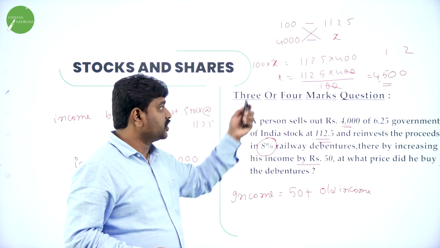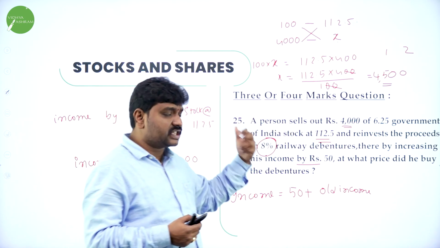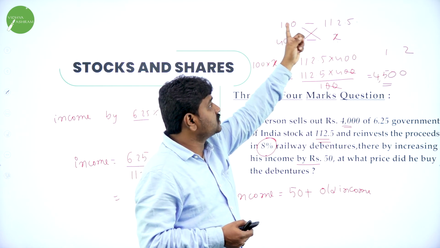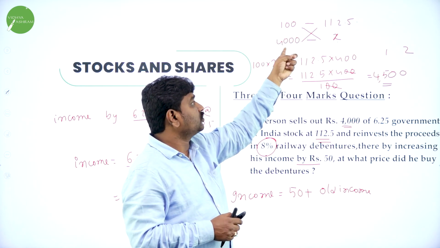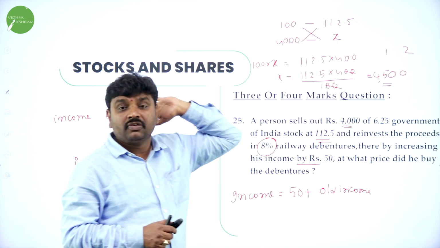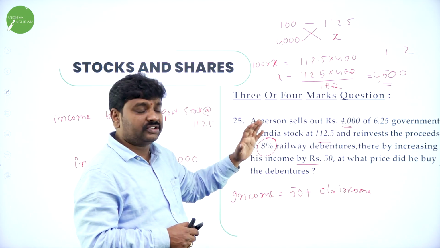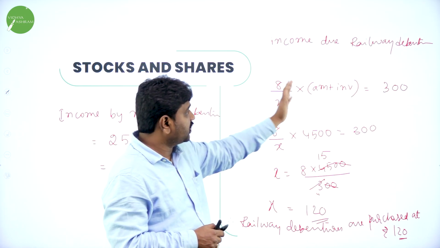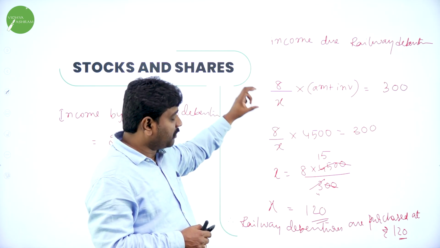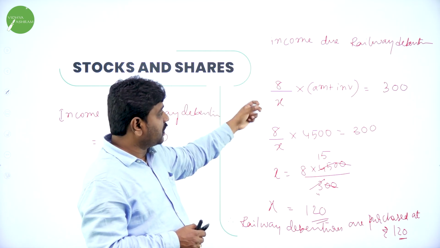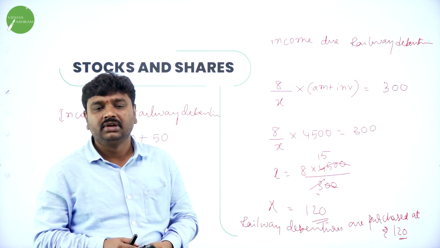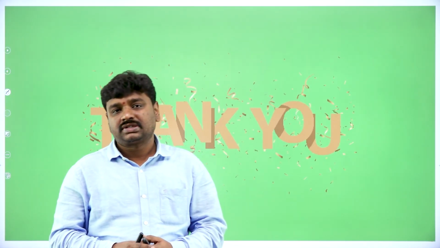See, first the amount invested you should calculate. He is investing whatever he gets from government shares. How much does he get from government shares? 100 rupees stock he is selling at 112.5. So 4,000 stock he will sell for X. You solve by the unitary method, you will get 4,500 rupees. 4,500 rupees he will get by selling the government shares, and that he will invest in railway. So income means dividend by price per stock into amount invested. Price per stock we don't know, call it X and solve. X is 120. So by this I am done with stocks and shares.